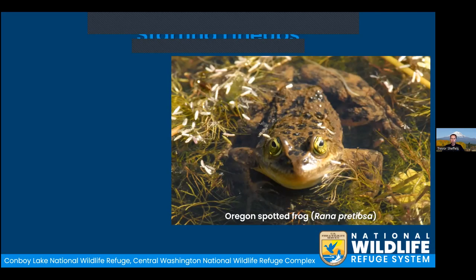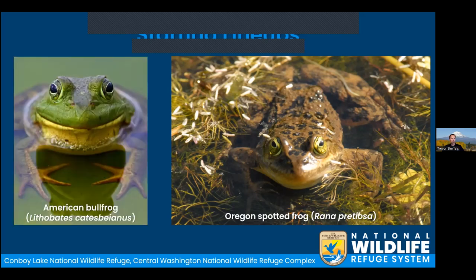So here's my little sports analogy or starting lineups. On the home team, we have the Oregon spotted frog. This is the main reason we're launching this project. And the Oregon spotted frog was federally listed as threatened in 2014. Conboy Lake Refuge is home to formerly the largest population throughout the entire species range. So very important site for recovery of the species.